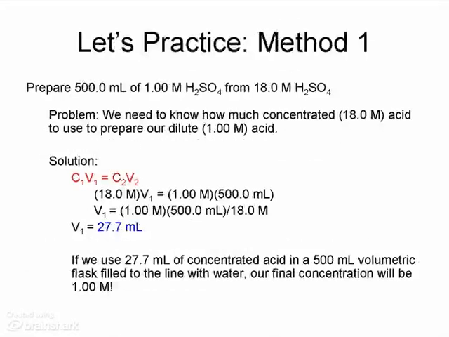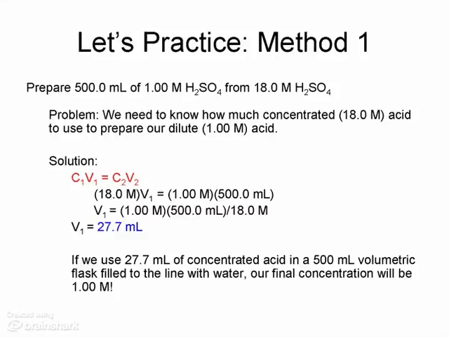Now let's practice using method 1. So the problem is that we want to prepare 500 milliliters of a 1 molar sulfuric acid solution from 18 molar sulfuric acid. So the question we're trying to solve is we want to know how much of our concentrated acid we're going to have to use to prepare our dilute acid. To solve this problem, we can use C1V1 equals C2V2, where C1 is the concentration of our concentrated acid, so that's 18 molar. V1 we don't know, that's what we're trying to figure out. C2 is 1 molar and V2 is 500 milliliters, and we're given that in the problem.